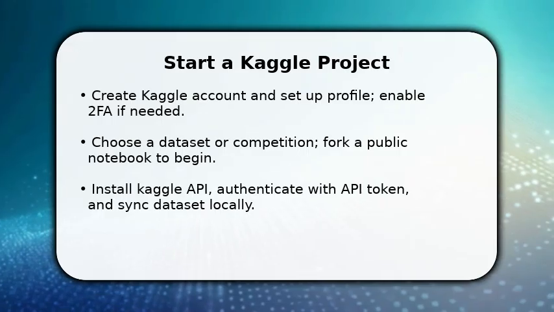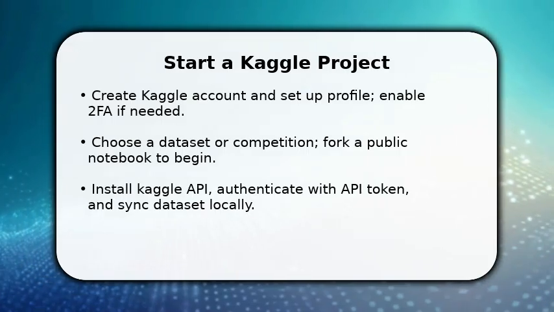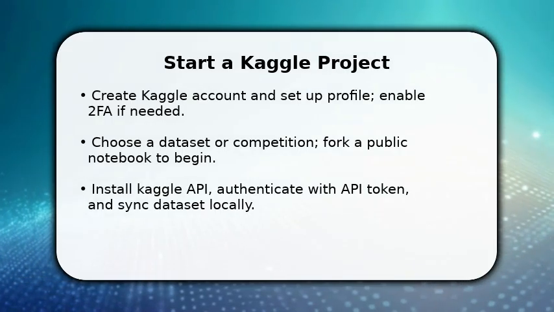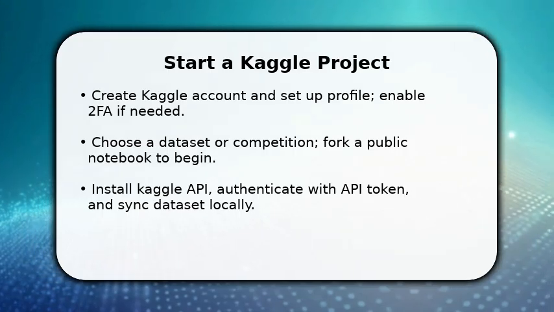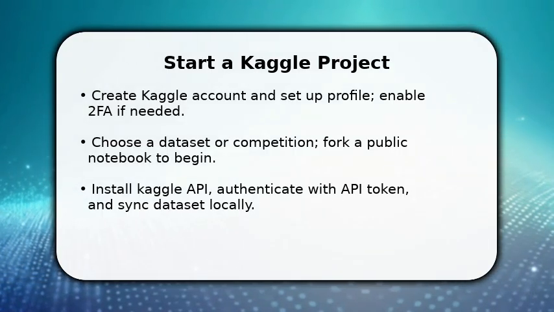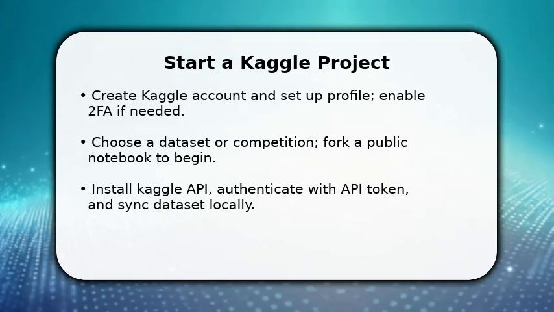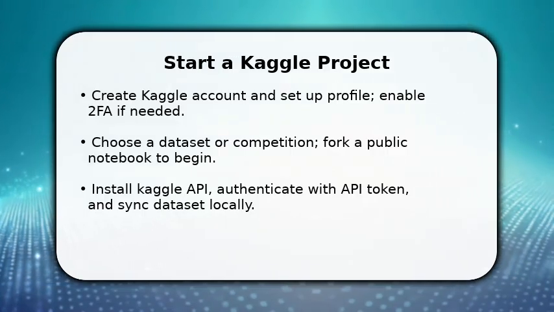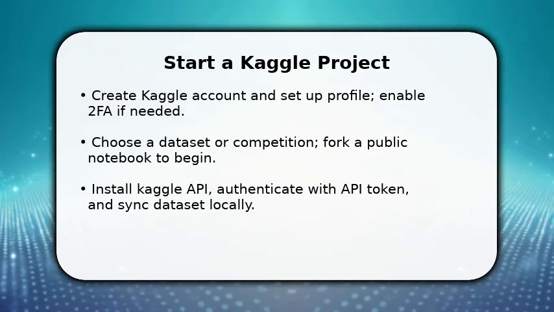Install the Kaggle API and place your API token in ~/.kaggle. This lets you download datasets and submit securely. Once done, load the dataset into a notebook, inspect columns, and run a quick head to confirm types. Make sure to set a clear objective now so later decisions stay focused.